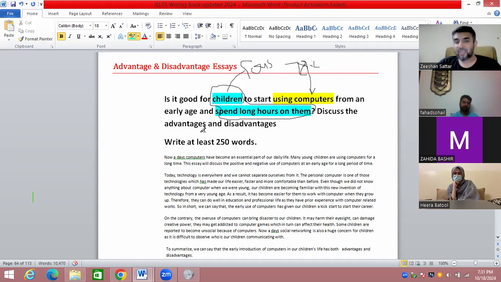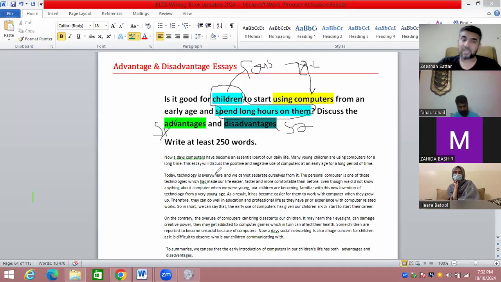Discuss the advantages and disadvantages. So now, this advantage is one side that we need to address. This disadvantage is another side we need to address. So now, what we have done, we have highlighted focus, topic, focus, side number 1 and side number 2 of the essay. Okay.